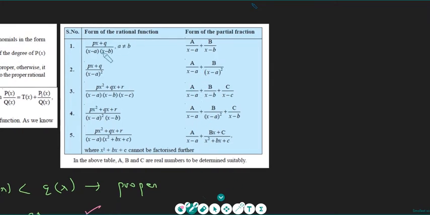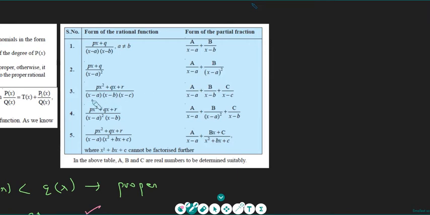For example, px plus q divided by x minus a times x minus b can be decomposed into A divided by x minus a plus B divided by x minus b. Similarly, px plus q divided by x minus a whole squared can be written as A divided by x minus a, that is without the degree, plus another constant with the highest degree.